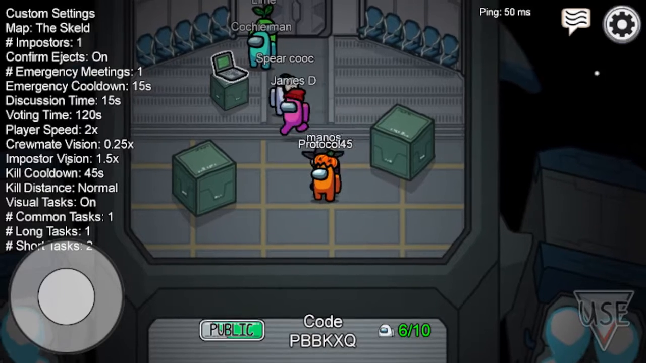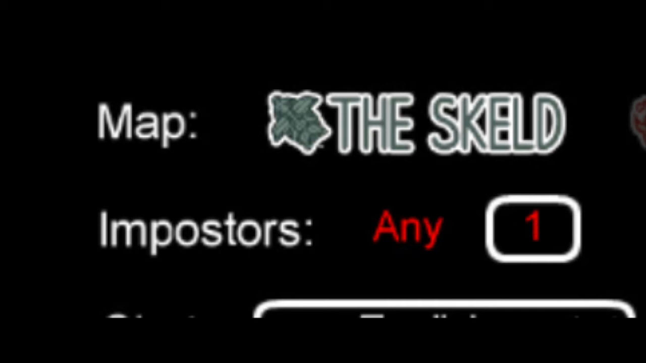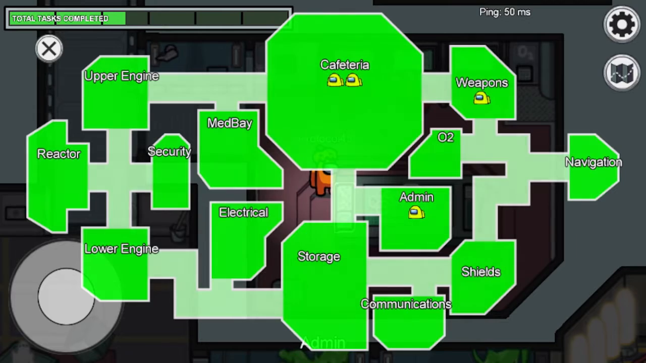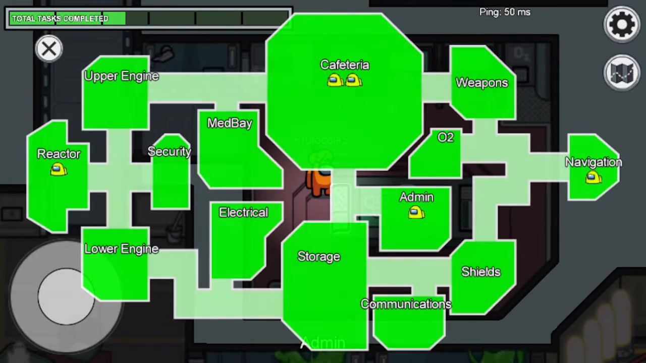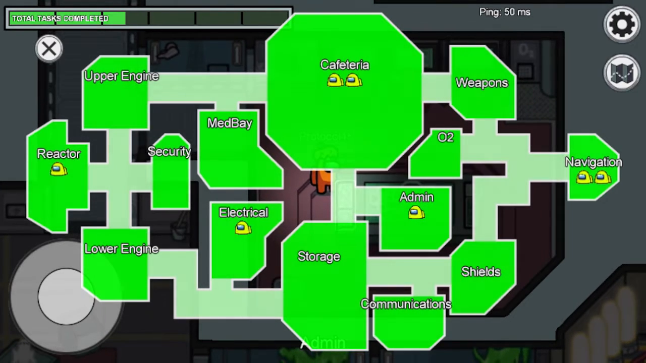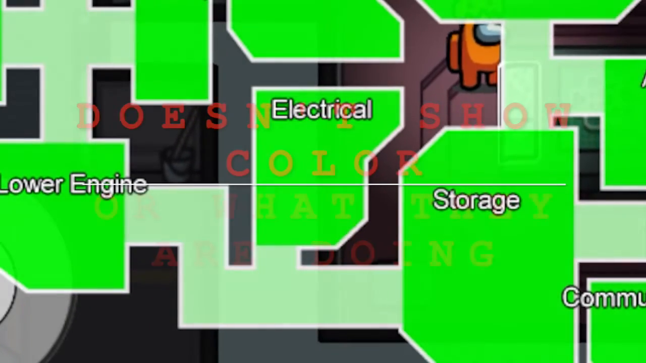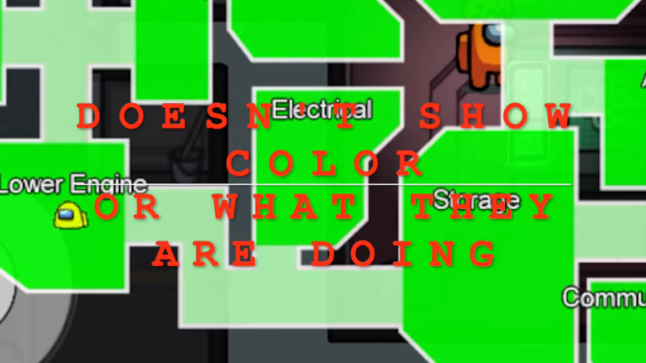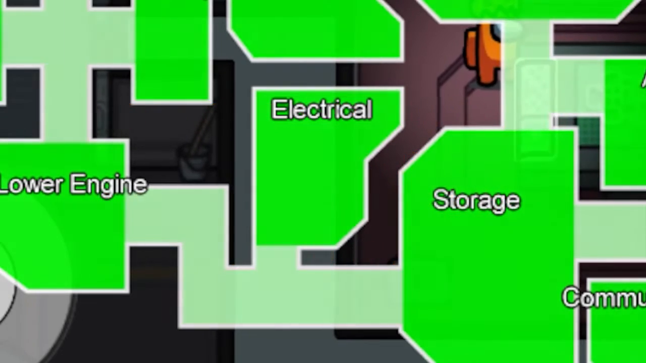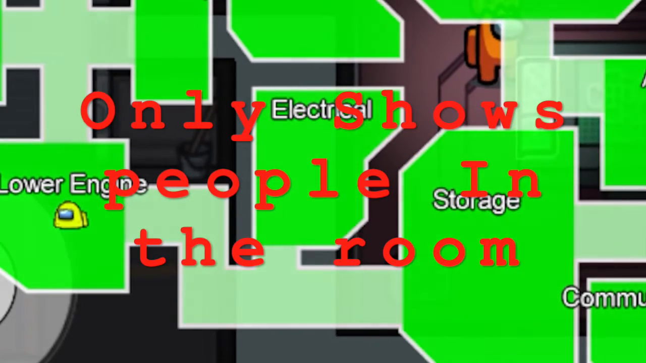So on the map called the Skeld in Among Us, there's this thing called the admin panel. Now what the admin panel does is it shows whenever someone is in a room. It doesn't tell you the color of the person that is in the room or what tasks they're doing. It just shows whether someone is in that room.